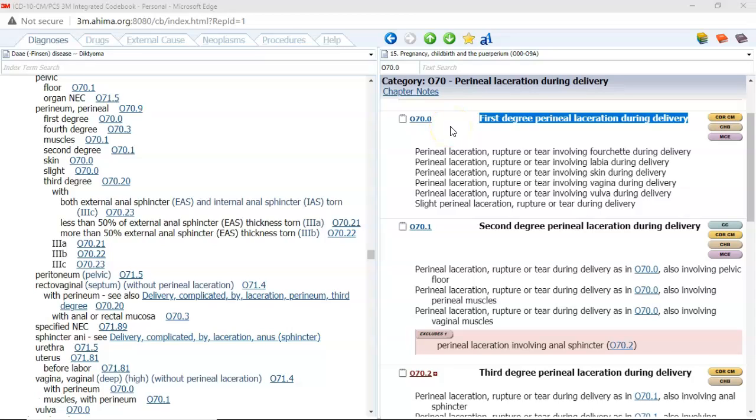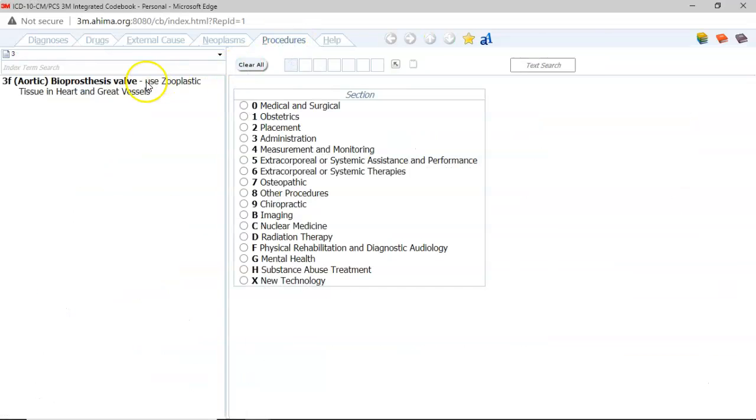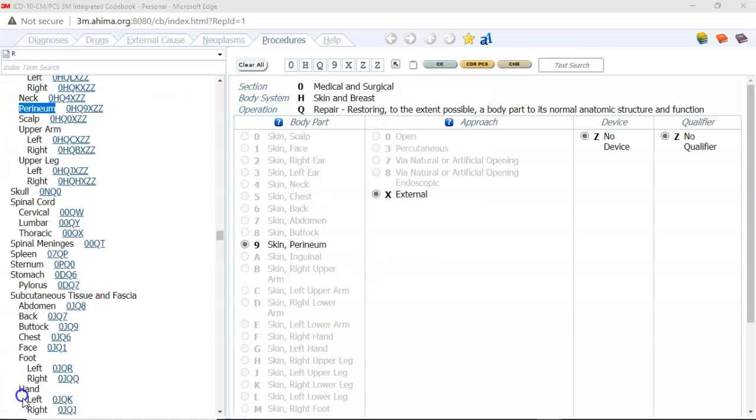Now, of course, we're using the code for the weeks of gestation. We're using our outcome of delivery code. We also have a code for the manually assisted delivery. And then we need to code the repair of this perineal laceration. So in the index, we're going to repair and then skin perineum. And it gives us the default code 0HQ9XZZ.